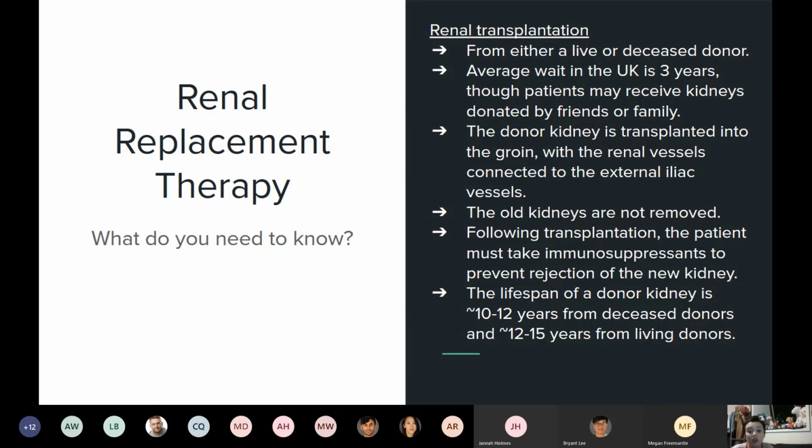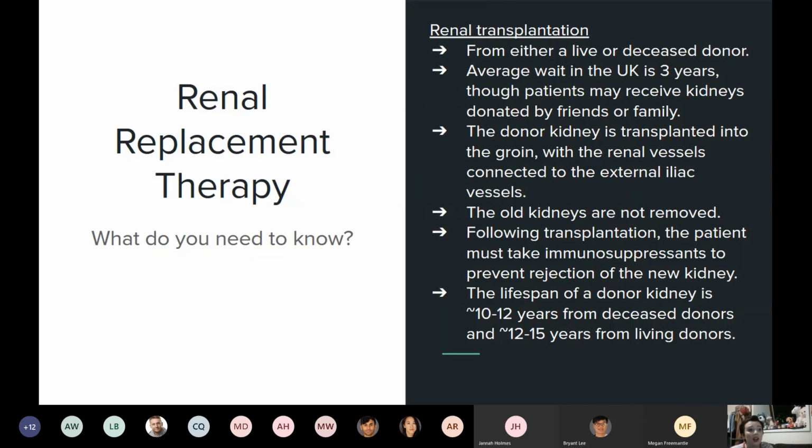Following transplantation, the patient does need to take immunosuppressants. Now, this was mentioned in the chat as a disadvantage, and that's to prevent rejection of the new kidney, because even the perfect match isn't the same as having your own kidneys. Donor kidneys don't last forever. Living donor ones do last longer, but after 15 years, that kidney is still going to fail and they will either need another transplant or to go on to dialysis.